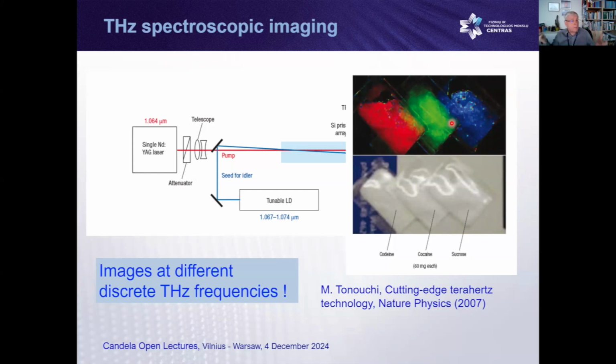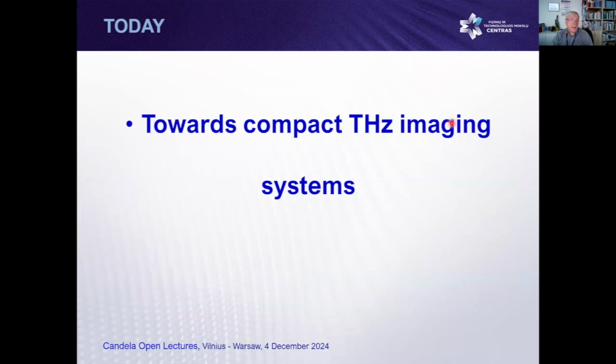We should go to a very small system like a mobile phone. Nobody cares how I align my CCD camera, which decodes very nicely all pictures. So we should go in the similar way. And the next topic today is towards compact terahertz imaging system.